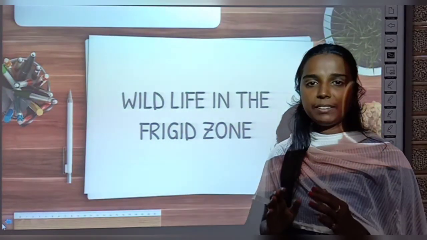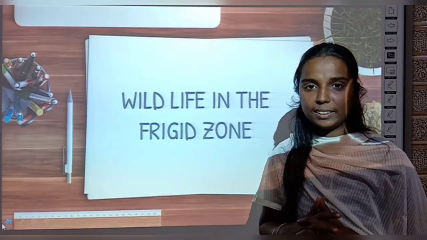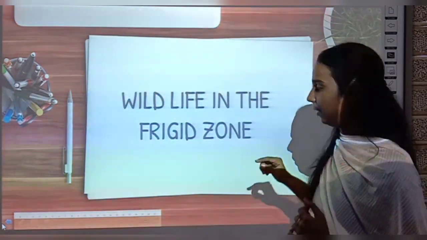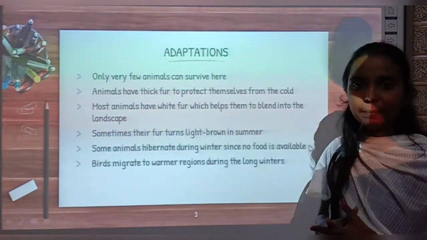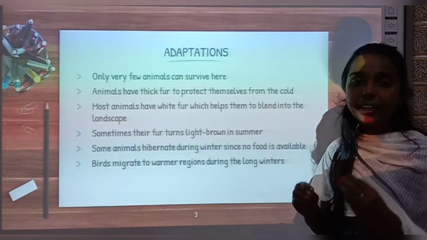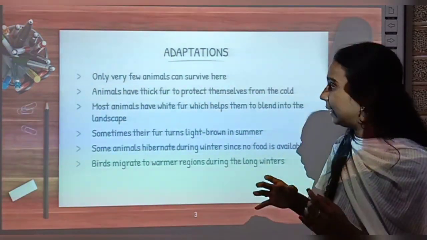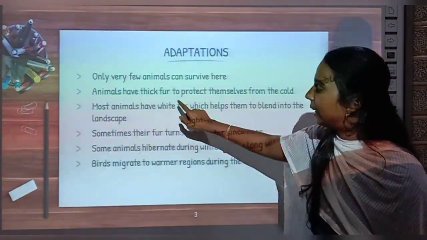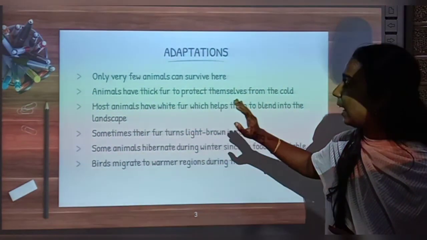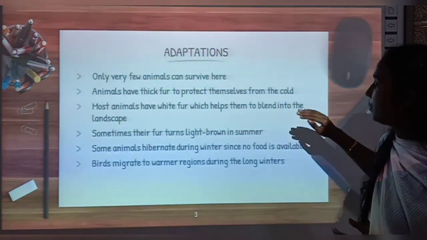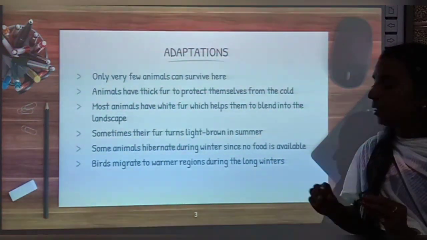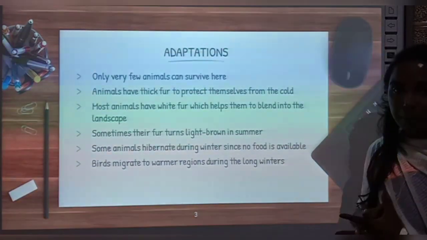Yes, children, now shall we recall all the concepts we have learned today? First we discussed the wildlife in the frigid zone, right? So, what are the adaptations these animals have? Only very few animals can survive here because of the extreme cold weather. Animals have thick fur to protect themselves from the cold. Most animals have white fur which helps them blend into the landscape, and sometimes their fur turns light brown in summer, okay?